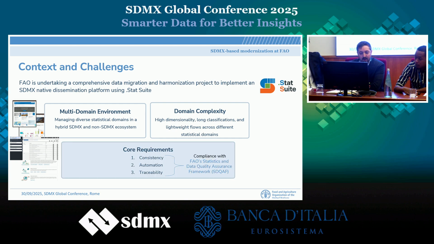Despite these differences, there were three non-negotiable core requirements for the project. First of all, semantic consistency on the codes and concepts across the domains. Secondly, automation, where we needed to get rid of as much manual workflow as possible. And lastly, traceability. We should be able to track any data point from the source with a clear log and version control, and this is aligned with the FAO statistics and data quality assurance framework.